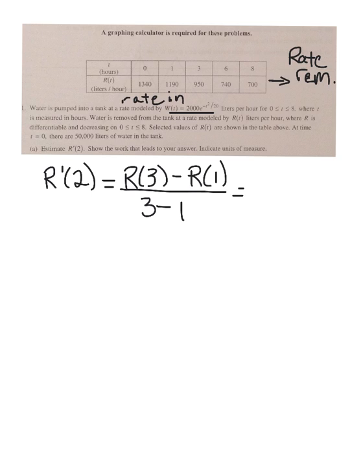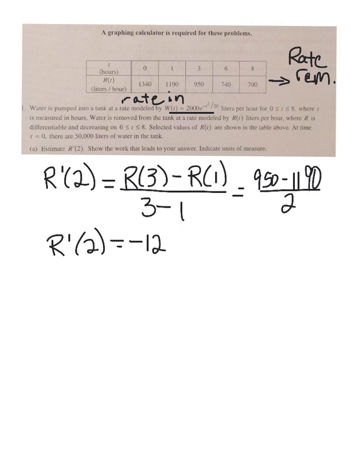Okay, so I'll probably take a minute, pause me, and work this out. So that's going to give me 950 minus 1190 all over 2. So then my R prime of 2 would be negative 120.